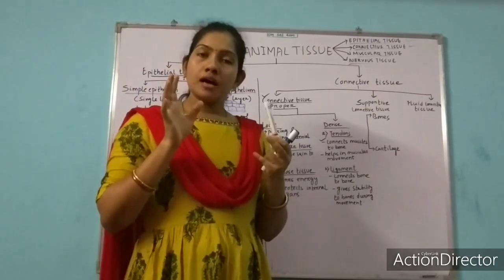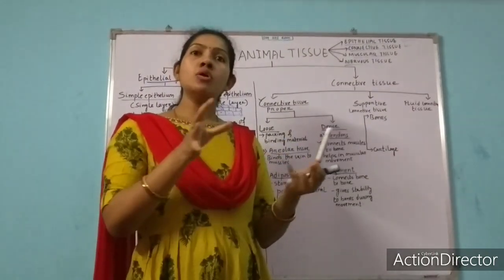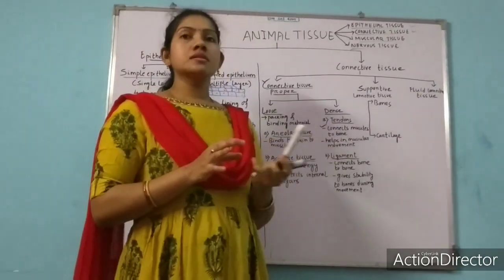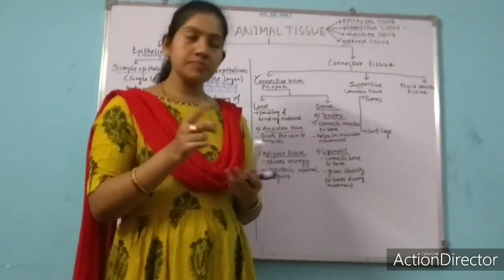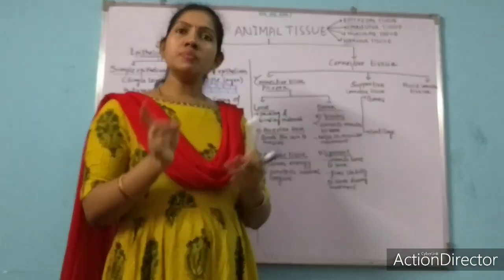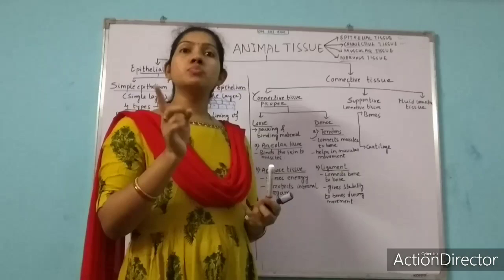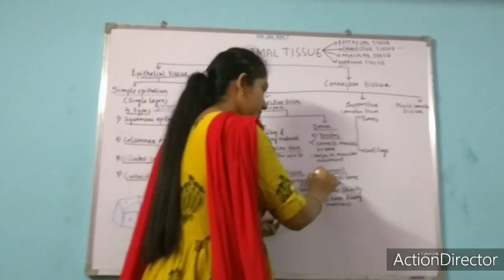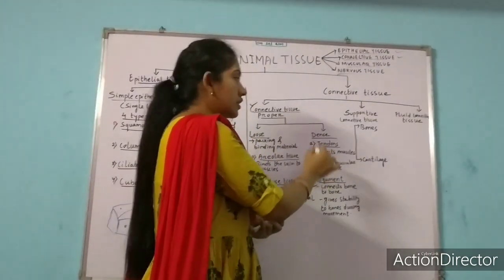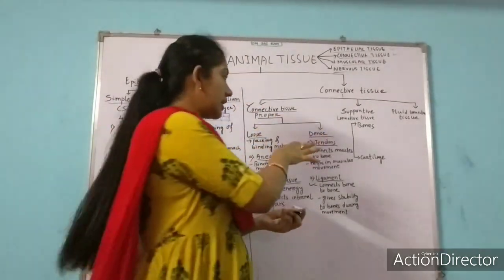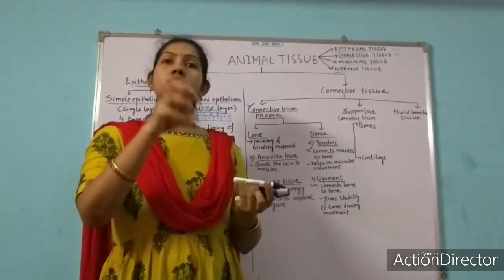Next is ligament. Ligament is made up of yellow collagen fiber. Remember, tendons are made up of white fiber. Ligaments are made up of yellow fibers. What is the main function of ligament? It connects bone to bone. Remember these 2 points carefully. Tendons help to connect bones to muscles. Ligaments help to connect bone to bone.